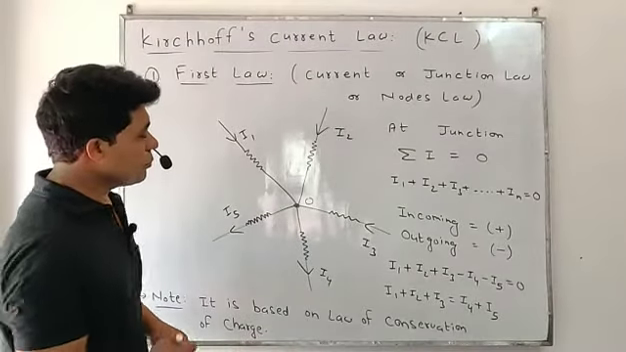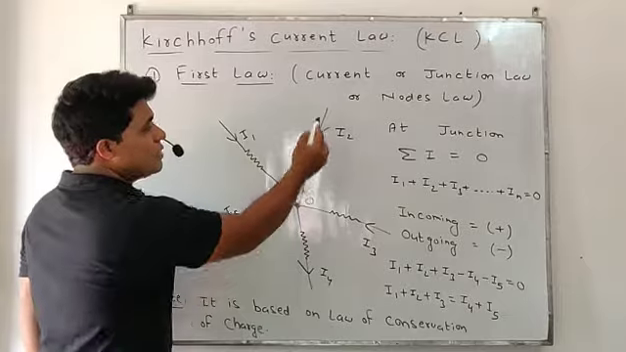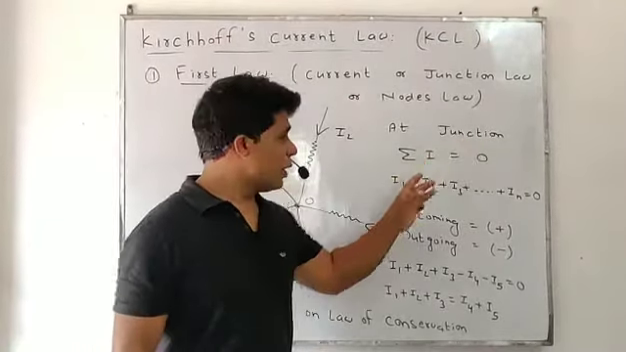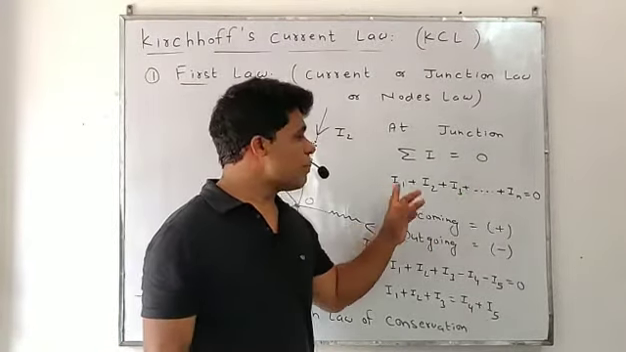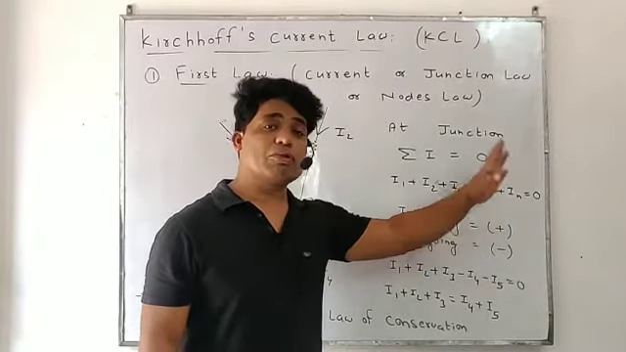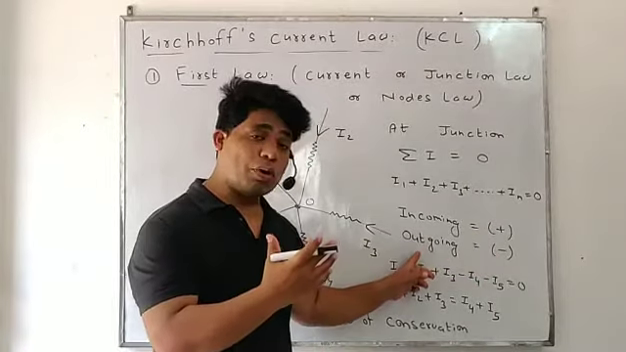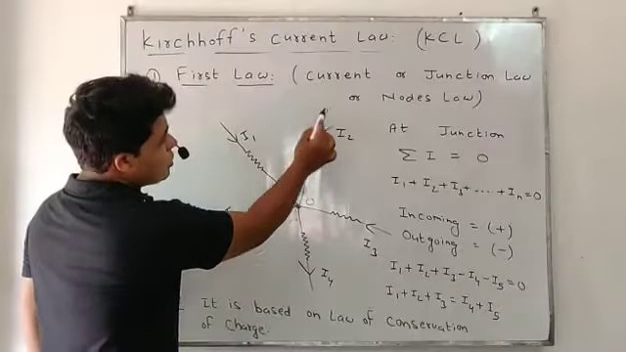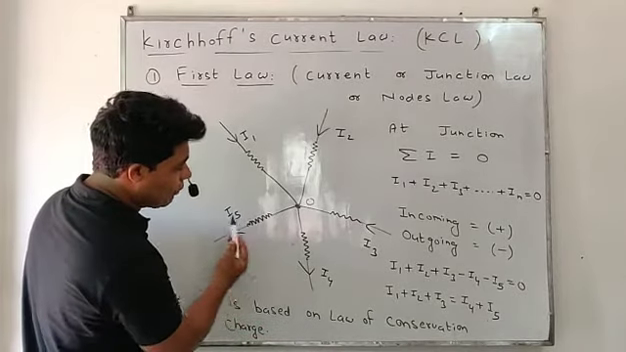It states that at the junction point, the algebraic sum of the current at nodes is always 0. It means at junction point O, sigma I will be 0. Sigma I means I1 plus I2 plus I3 till I equals 0. Incoming current will be considered with positive sign and outgoing current will be considered with negative sign. Means the current coming towards the node will be taken with positive sign and the leaving current will be taken with negative sign.